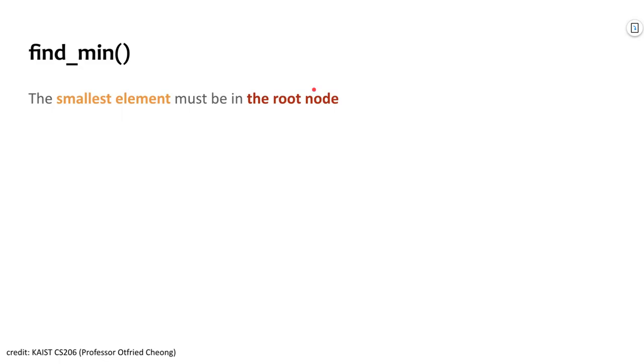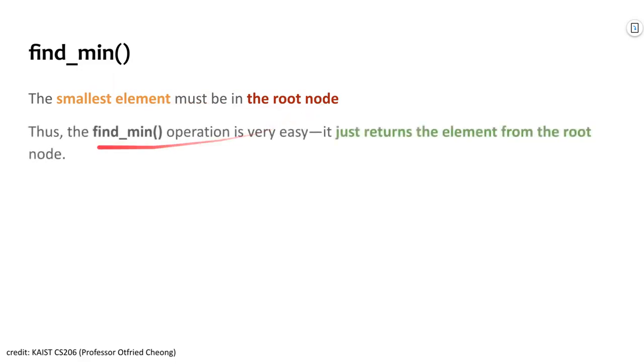In the case of min heap, the smallest element must be in the root node. I told you that heap is a special type of binary tree, and we are going to place the smallest element at the root node. Therefore, the find min operation is very easy. We are going to just return the element from the root. Then it is going to be the minimum element, the smallest element in the heap. So implementing the find min operation is quite easy if you just keep this property.